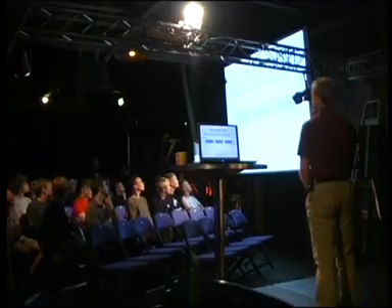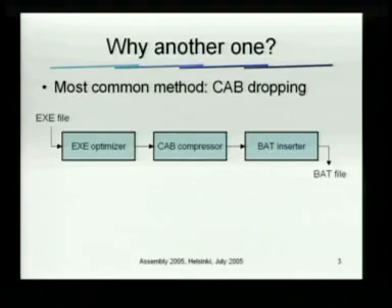What most people did before Crinkler came along was to use this thing called cap dropping, which is a three-step process, usually handled by one program handling all of these things. First you take your executable file and run it through an executable optimizer, which does some optimizations to the header and sets some things to 0 that can be set to 0, fiddling a bit with the executable, which makes it easily compressible.